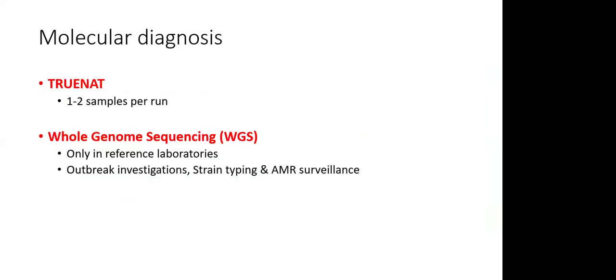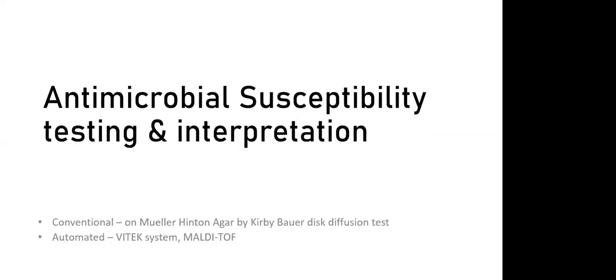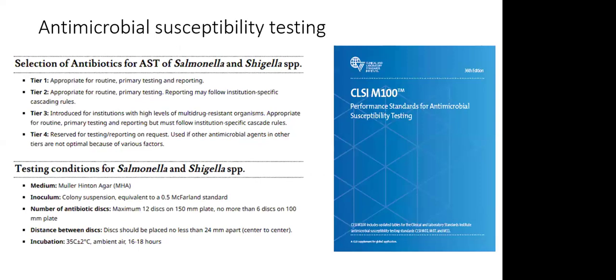And also there is TrueNAT and whole genome sequencing, which is mainly for reference laboratories only. So that is about the main laboratory diagnosis. Now, moving on to the antimicrobial susceptibility testing and interpretation. For Shigella, the standard which we follow is CLSI. Depending upon that, we are performing the antimicrobial susceptibility testing.